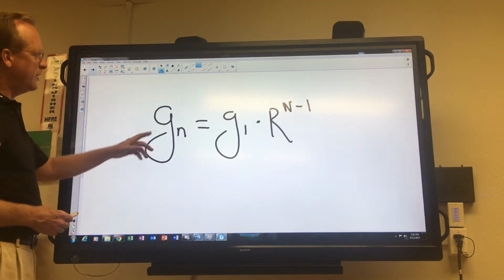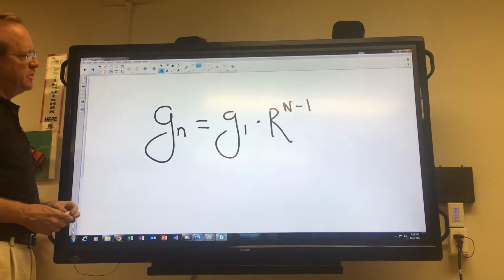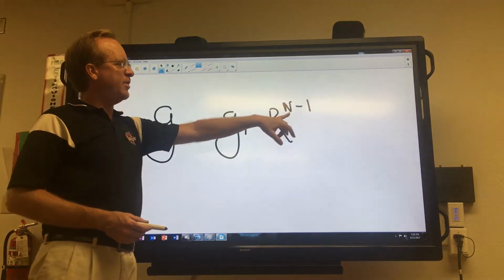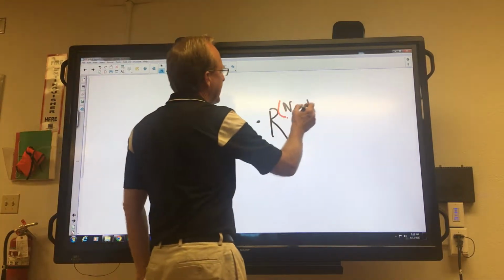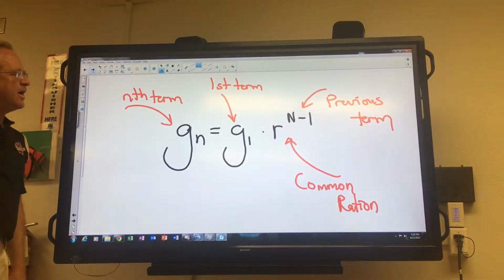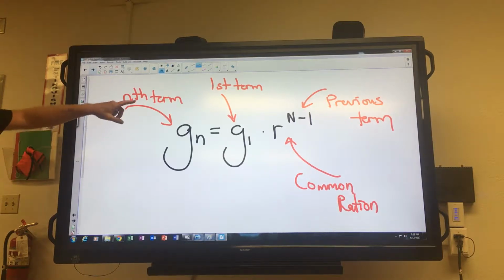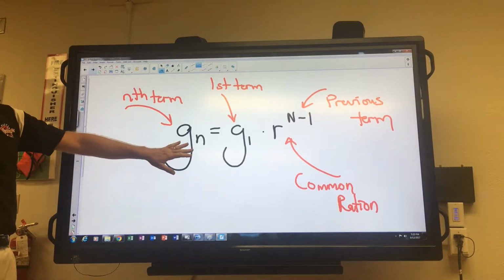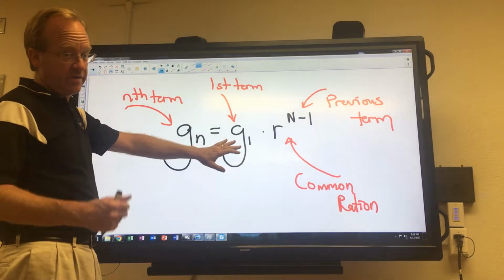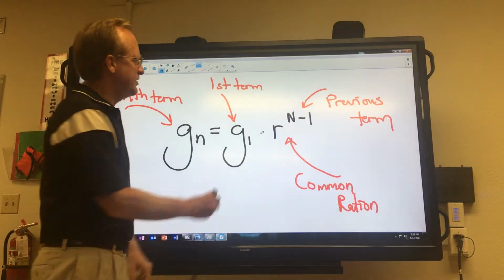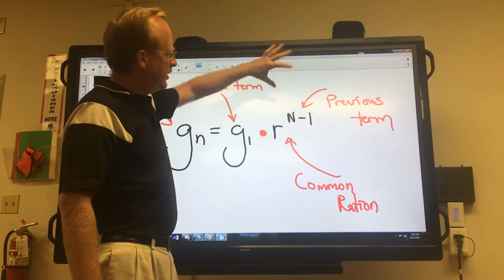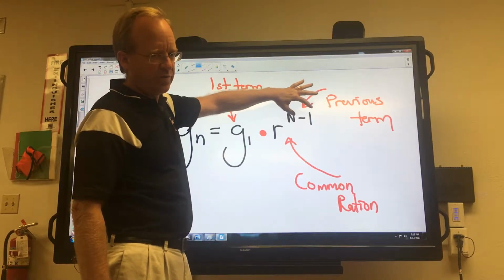Okay, so the formula is g sub n is equal to g sub 1 times r to the n minus 1. Now be careful because this is a power, okay? That's a power. Now, what does that formula mean? Well, you have your nth term as g sub n, the 5th term, the 6th term, the 7th term, is equal to the first term, whatever that number is, times, I'll make a big red dot there, the common ratio to this power, which is the previous term.